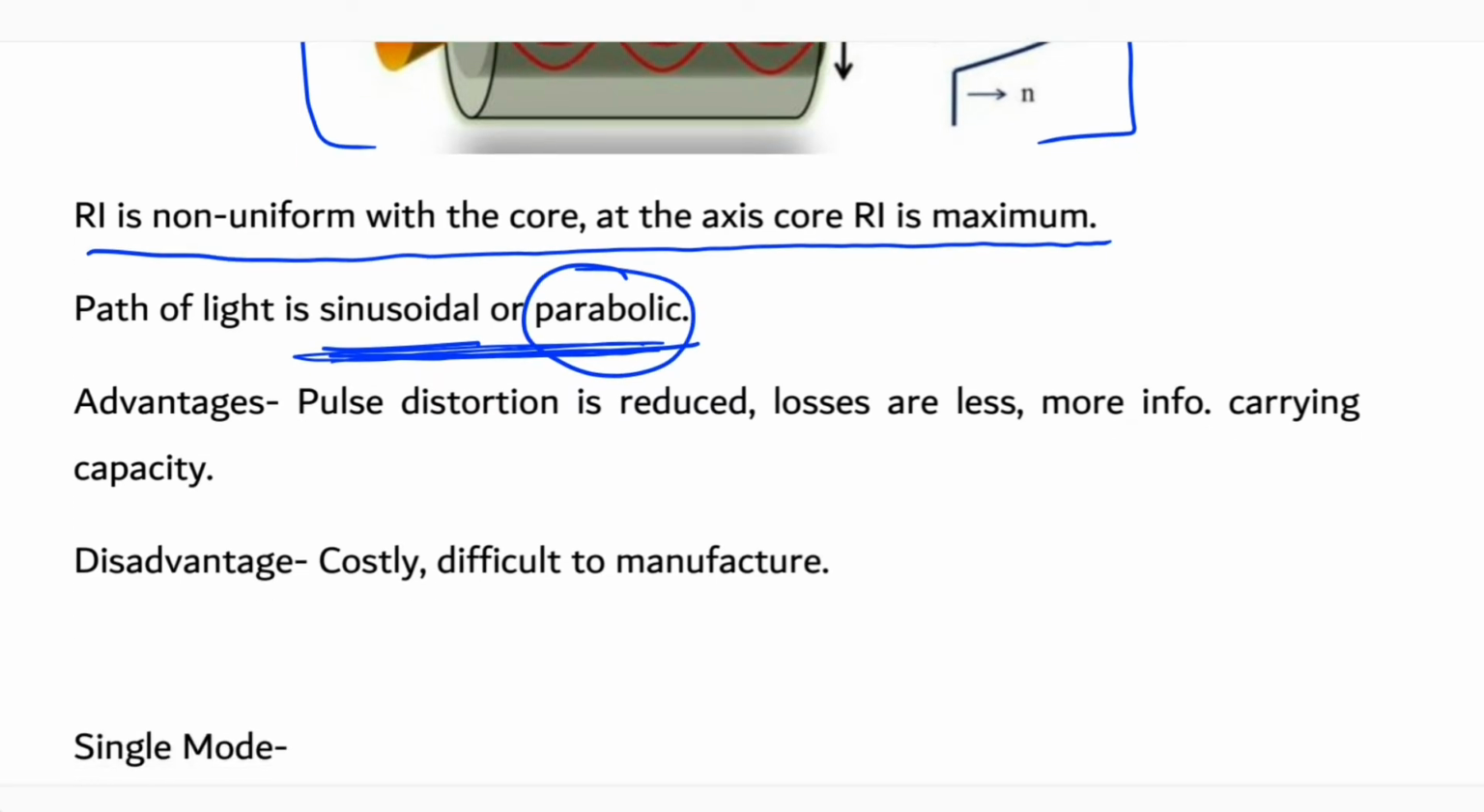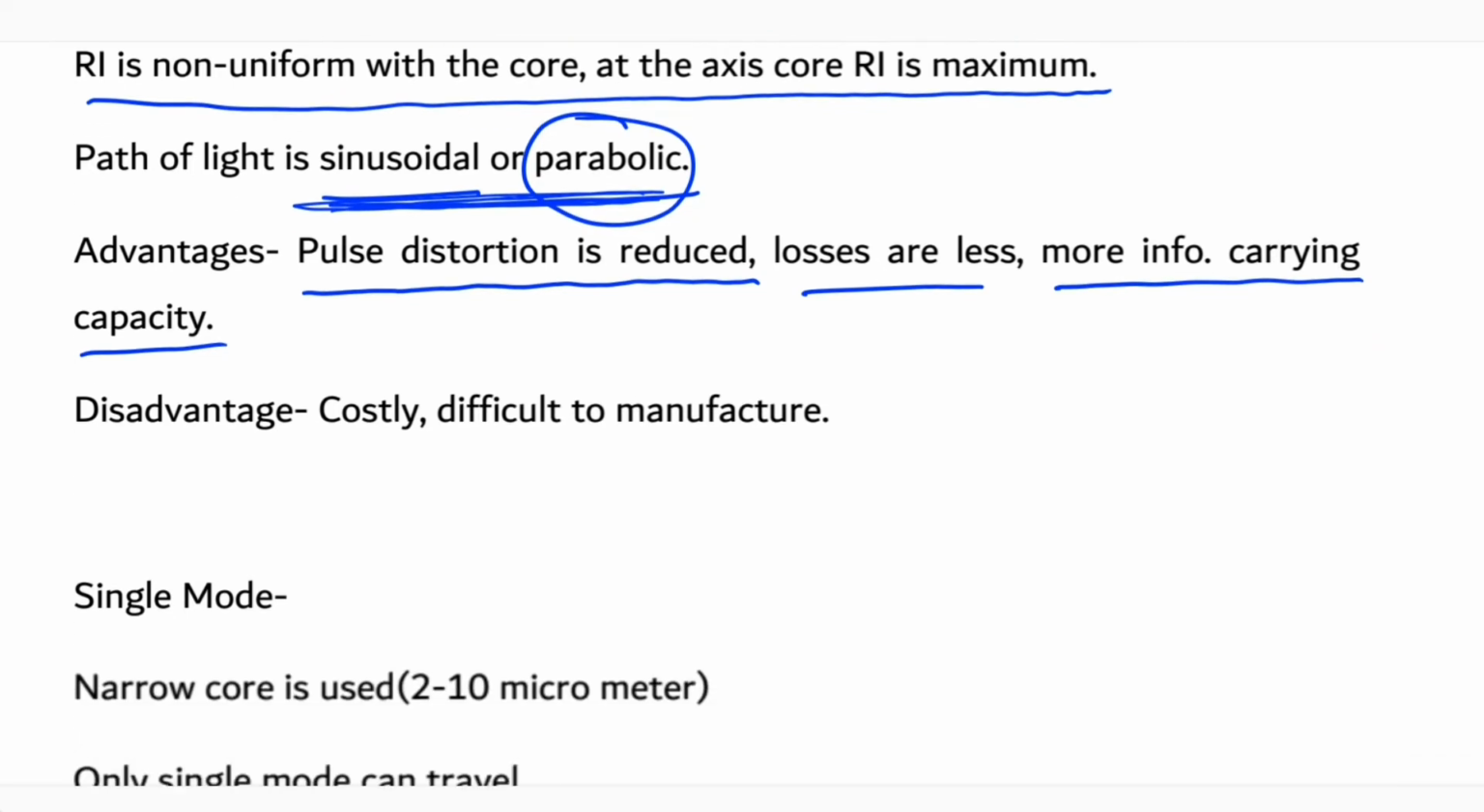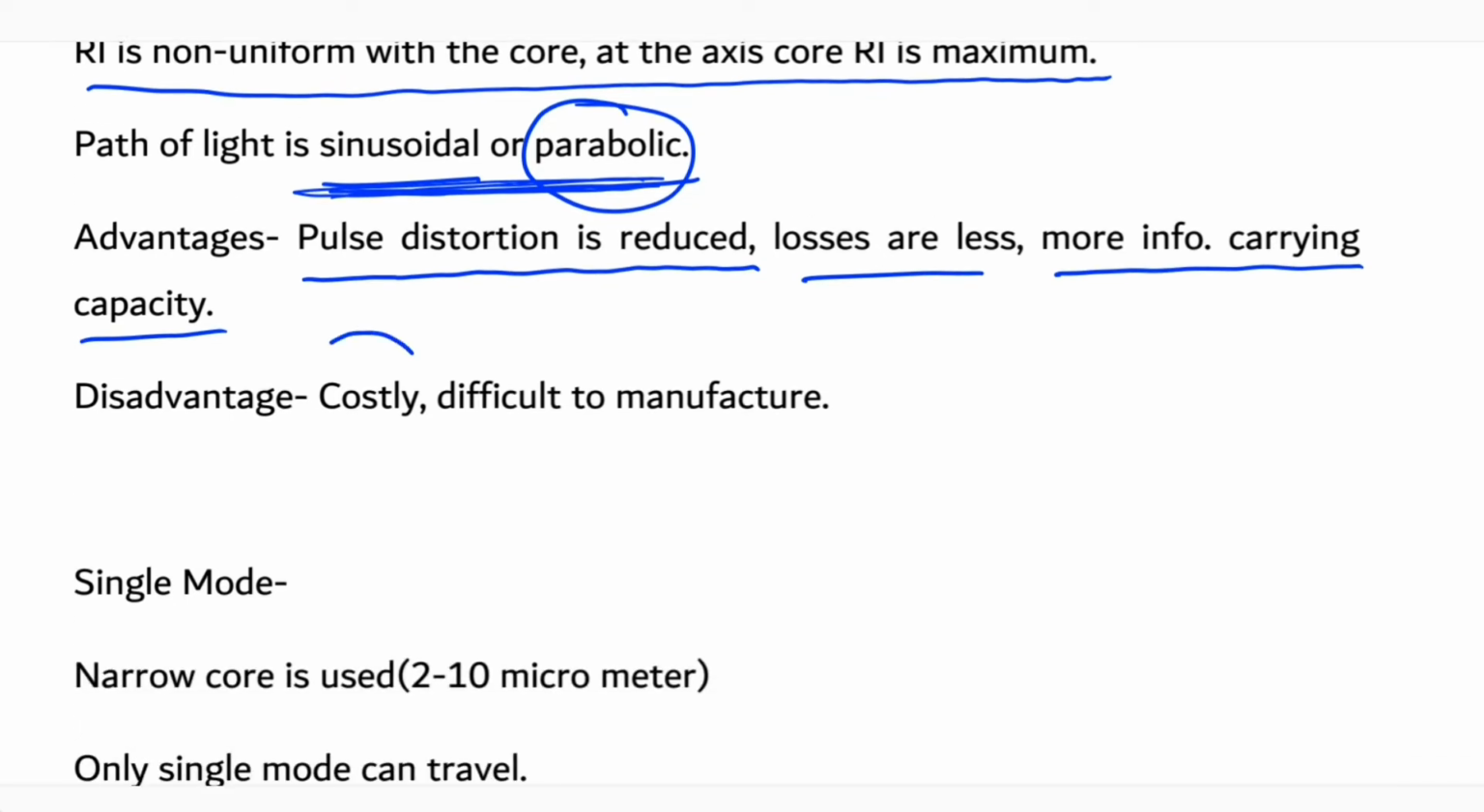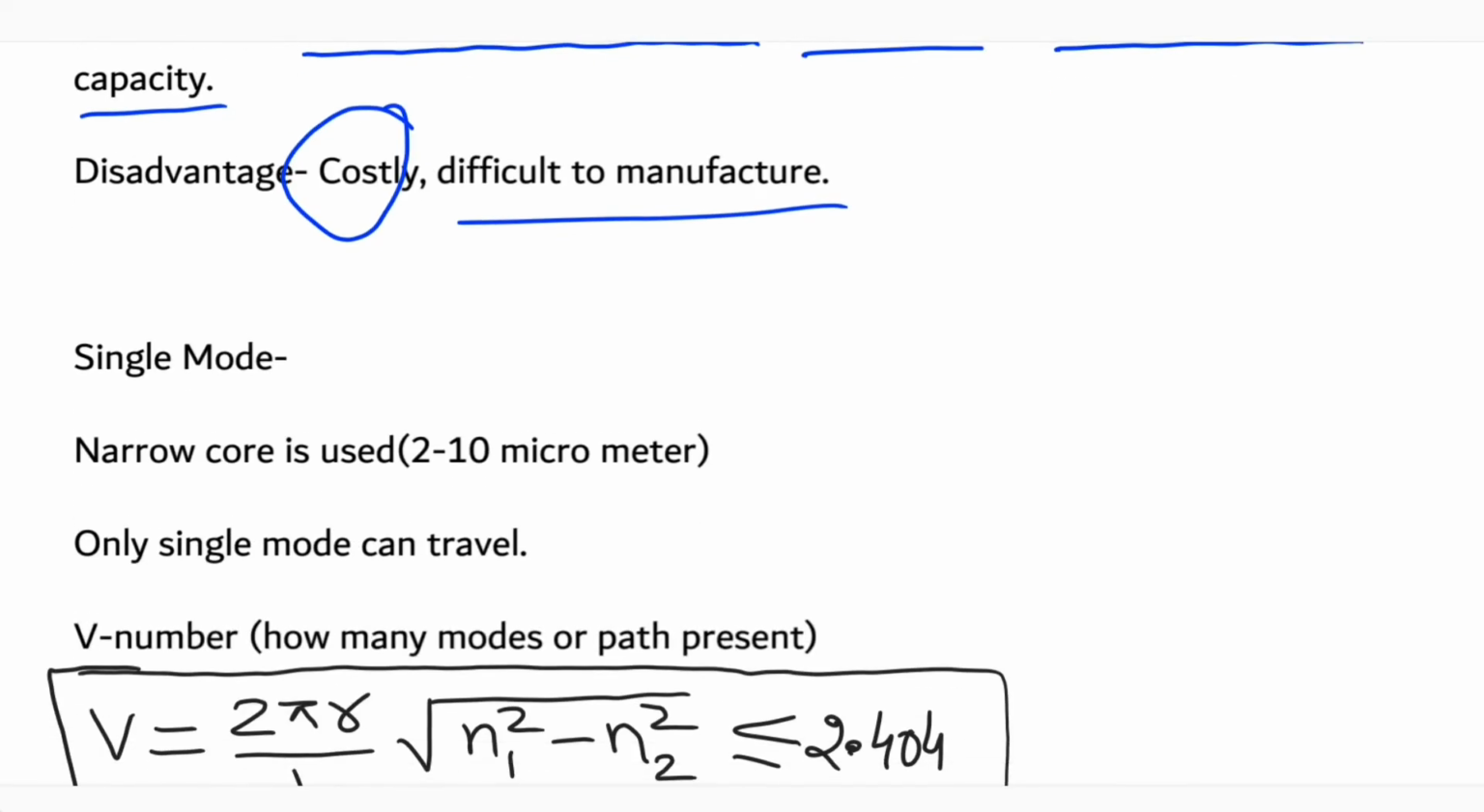The advantages of graded index fiber are that pulse distortion is reduced, losses are less, and more information carrying capacity is present. A few disadvantages are that it is costly and difficult to manufacture.